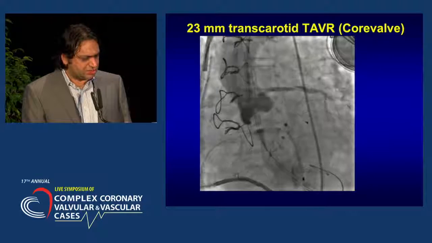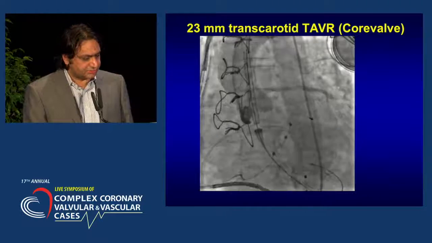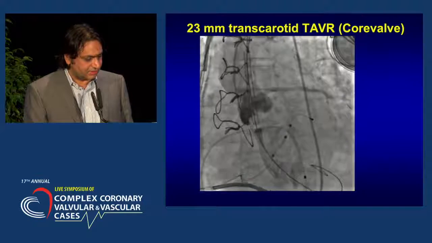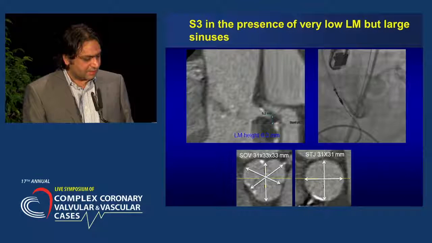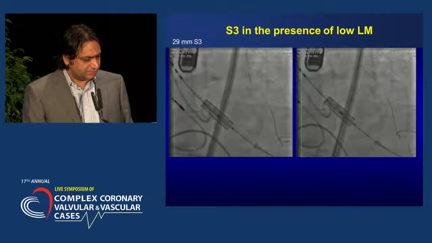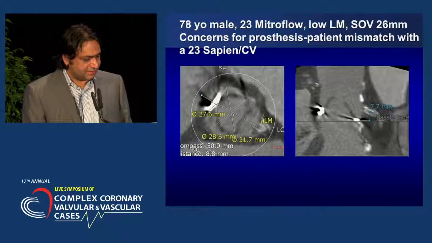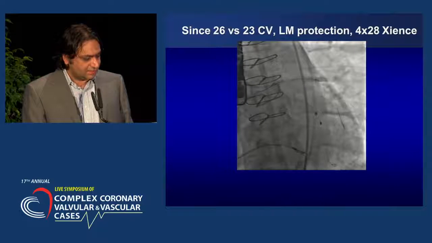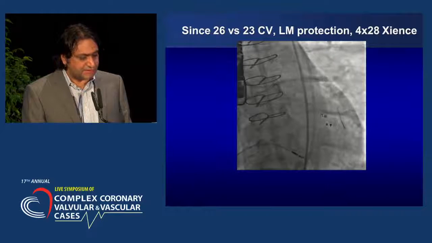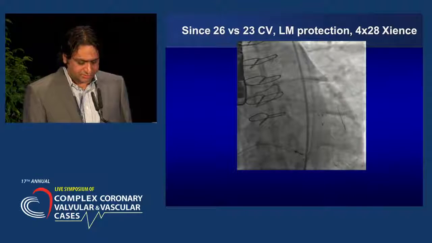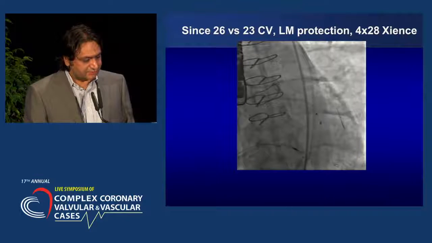So imaging is absolutely key, not just for sizing, but also for determining a number of other things. So here is the result. Here is a case of low left main coronary artery, which we did with left main protection. So just a couple more minutes here. This is the result. Here is a case where the valve is actually a valve-in-valve case, but this is a mitral flow. So the leaflets are actually on the outside with a very high chance of coronary occlusion.